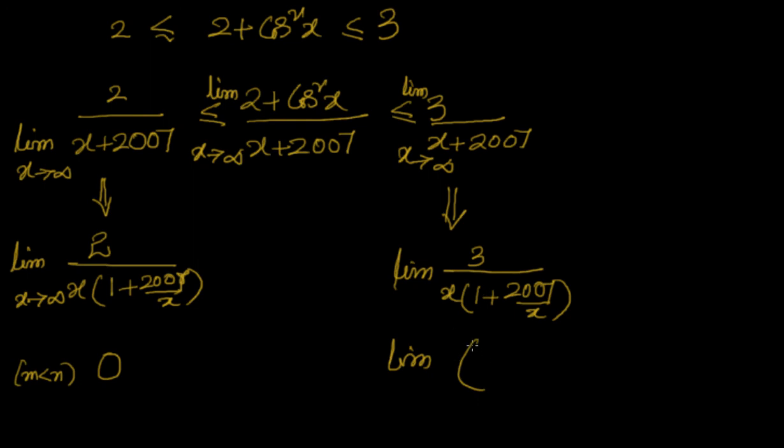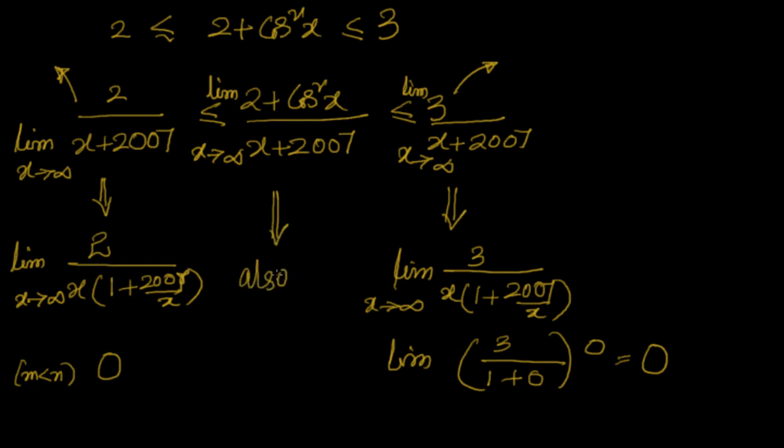We know that 1 by x will be nothing but equal to 0. So anyway, I will write it down. 3 by 1 plus 0 into 0, because 1 by x tends to 0. So this is all nothing but equal to 0. So you have f of x equal to 0 and h of x equal to 0, then g of x should also be equal to 0. This is what squeeze theorem says.